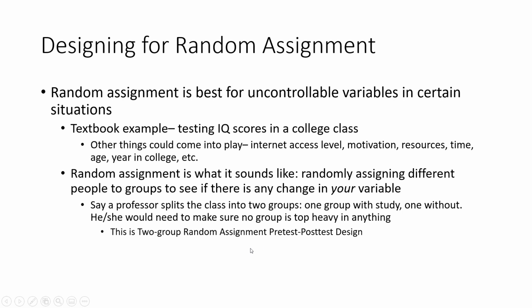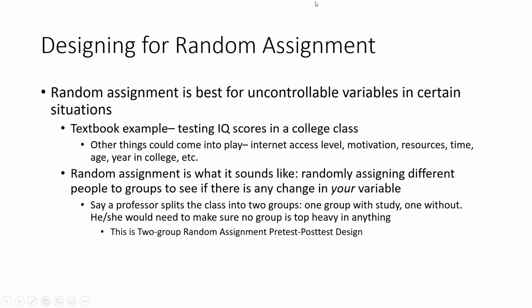Okay, so designing for random assignment. Random assignment is best for uncontrollable variables in certain situations. The textbook gave an example of this, talking about a professor wanting to measure IQ scores in a college class. If you try to do that, say you're comparing two groups, there are a lot of other things that could come into play. You could look at different internet access levels, motivation of the students, their resources, time, age, you're in college, lots of things in there.